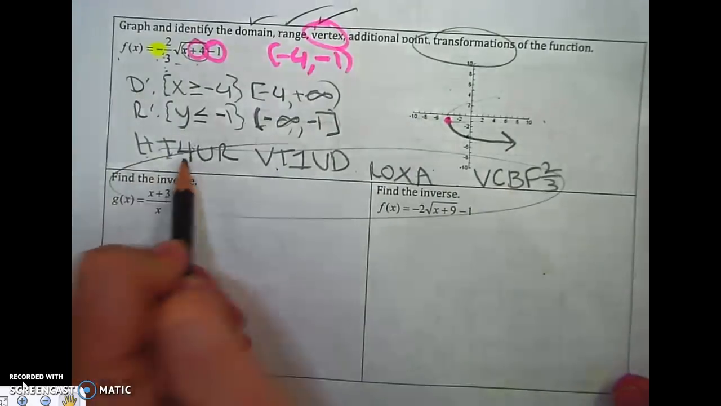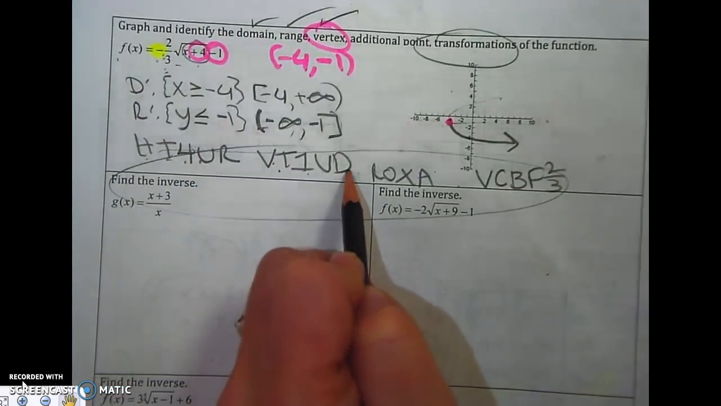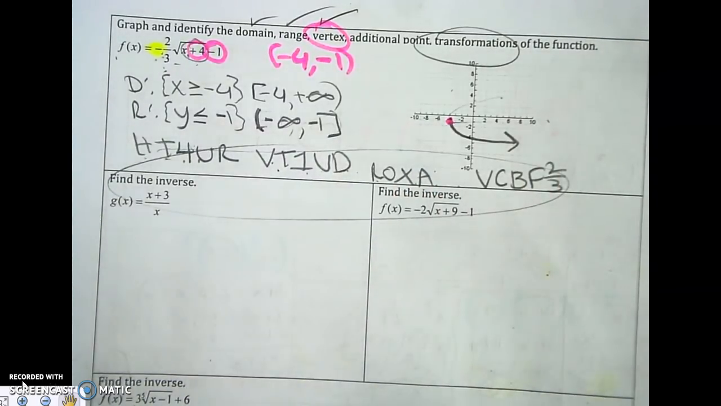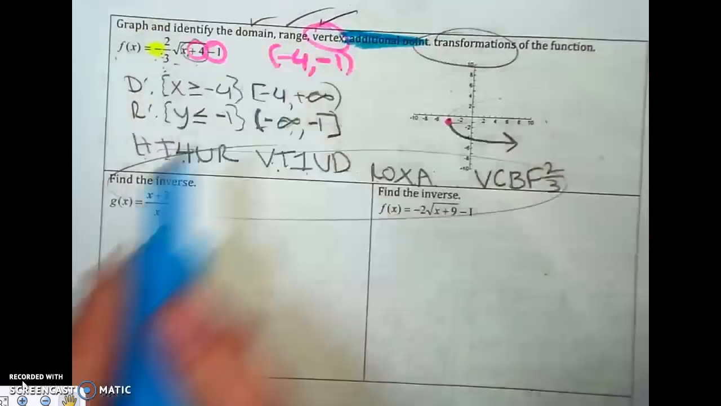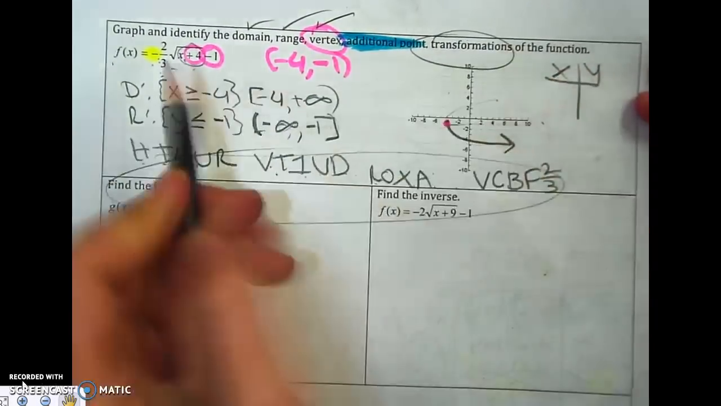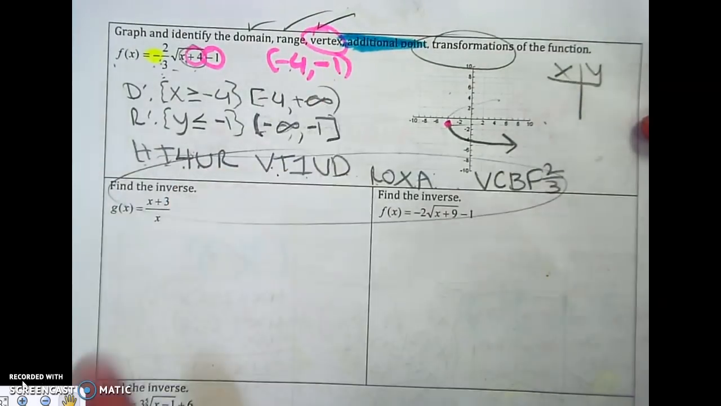Horizontal translation, 4 units right. Vertical translation, 1 unit down. Reflection over the x-axis, vertical compression by a factor of 2/3. Okay. The additional point is where I'm going to plug in any value. So in a sense, I'm making a table. I obviously can't pick -4, -1. But then I can pick any other point.